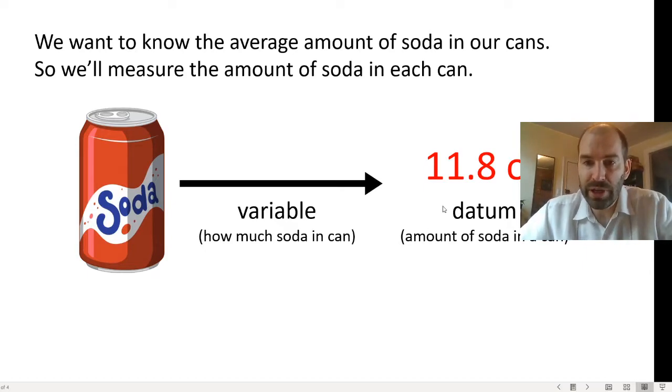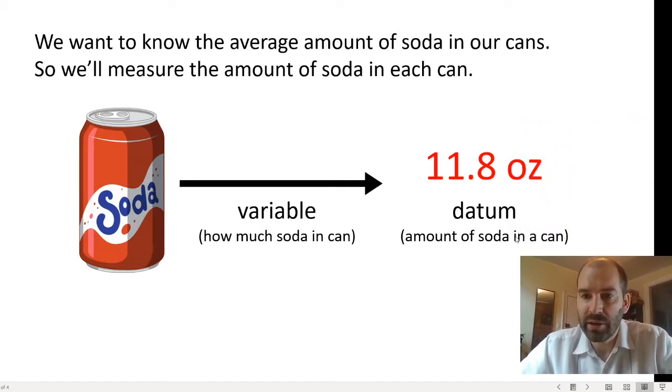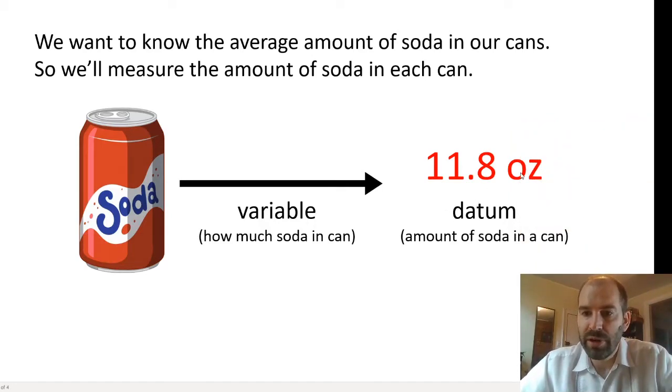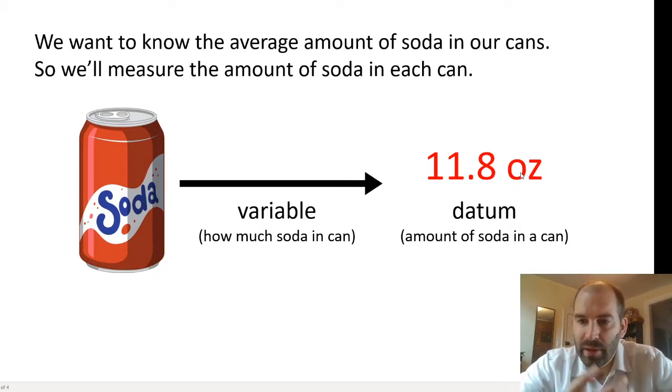So what we're doing here is using a variable. A variable is a description of something that we've decided to measure. Okay, it's a measurement that we've decided to do. All right, that's what a variable is. So in this case, the variable is how much soda is in each can.